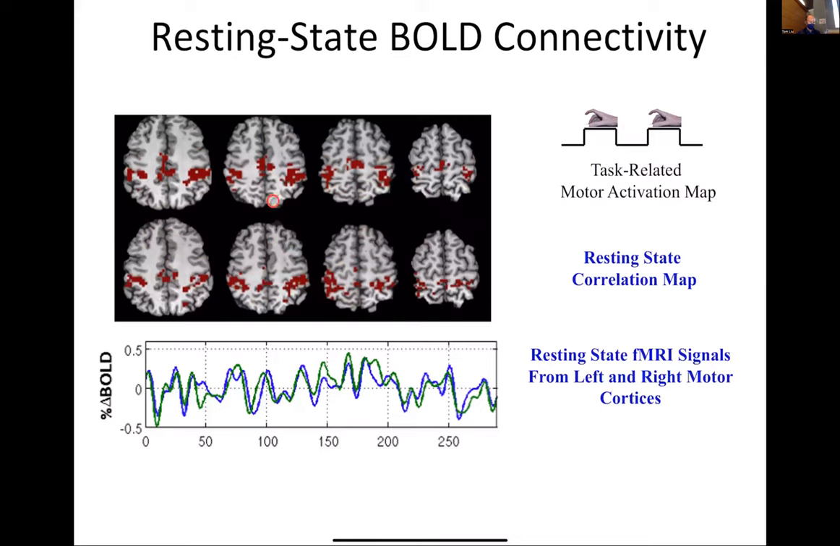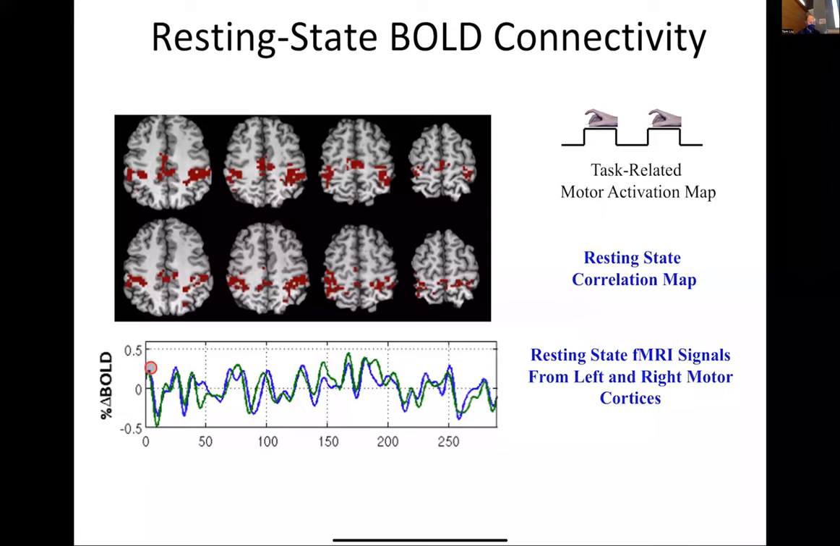These maps here, which look very similar to these maps, are actually obtained in a totally different manner. They're from someone who's just lying in the scanner. And so we take the signal, say the green signal, from their left motor cortex, and we correlate it with every other signal in the brain. That correlation map is then just saying how much of the brain looks like this area of the brain in the resting state. And we end up with a resting state map here, which looks very much like what was happening during activity.